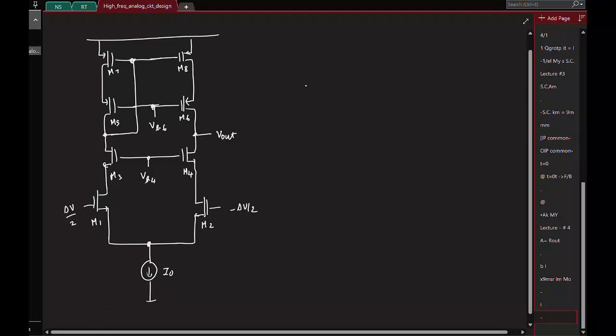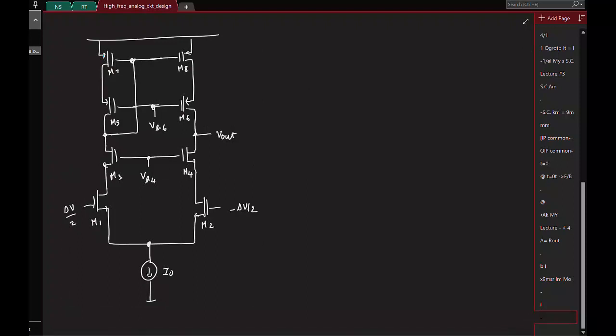Okay, so first let's quickly find the DC operating points. If this current is I0 by 2, what will be the DC currents in the transistors M1 and M2? I mean, I'm asking I1 and I2. It will be equal. We can argue the same way we did for the other thing, right?